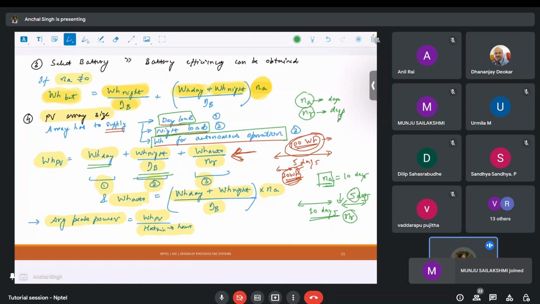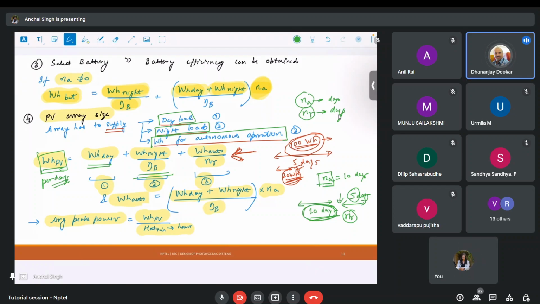So this WHPV that we are calculating is per day, right? So if WH auto is the complete energy that I need over all these 10 days, then for one day I will divide it by NR, because I'll be recharging over NR days. So for one day, the energy I need is WH auto divided by NR. And WH auto is this formula you got, right? So when you look at it this way, you won't have to remember the formula. You will just be able to write it.